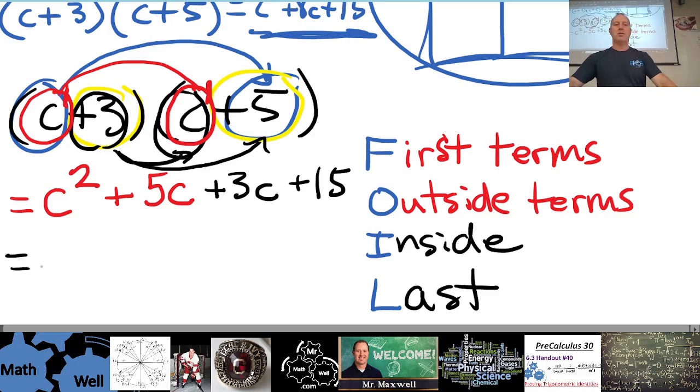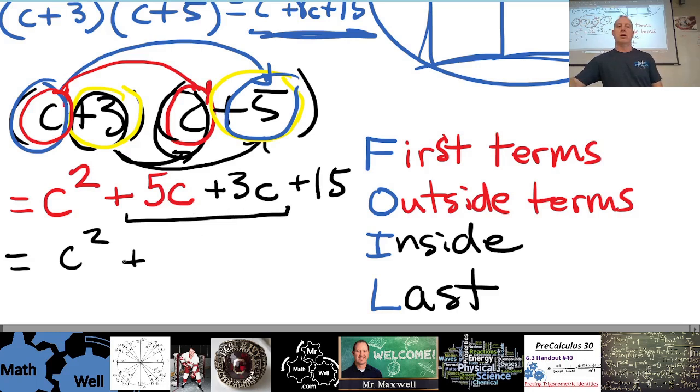So now, from the last class, we worked on gathering like terms, right? And so c squared does not have another like term anywhere in there. So I just write c squared. There are 2 c terms, so I combine these because they are like terms. What is 5 carats plus 3 carats? 8 carats. They're like terms. And the 15 does not have another constant to add, so I will just write this down.